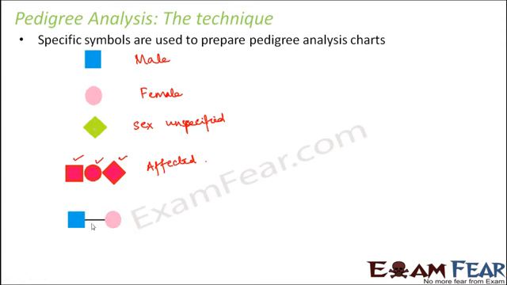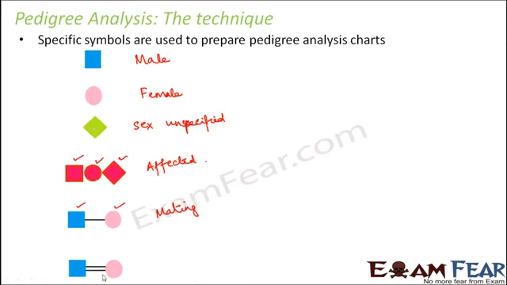If you have something like this, what is this? This is a male, this is a female, and you see a line joining both of them. So this means that there is mating happening between the male and the female. So this denotes mating between a male and a female. So you can say that this is the husband, this is the wife. When they get married, the possibility is they will mate. So this denotes the mating.